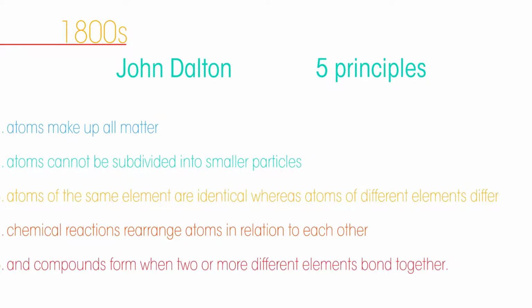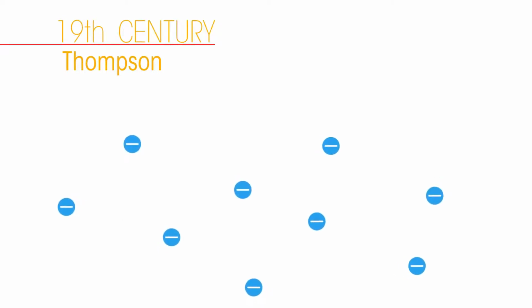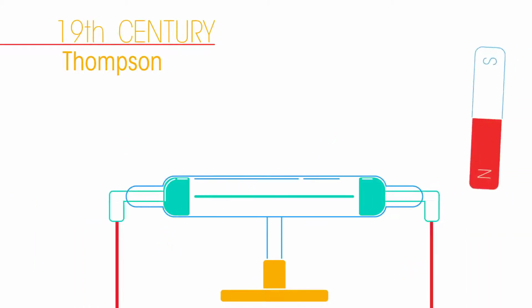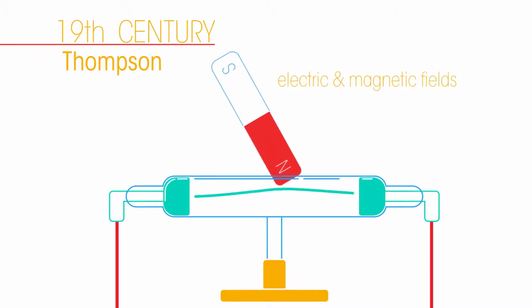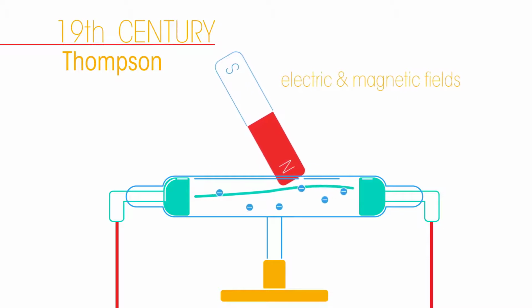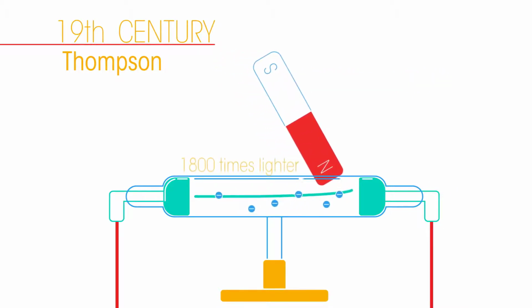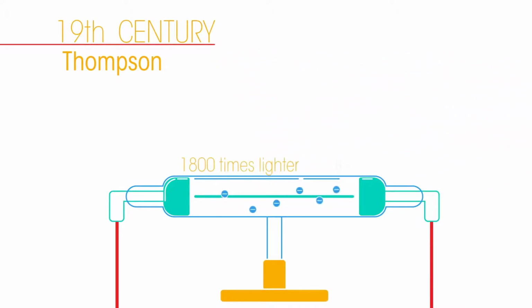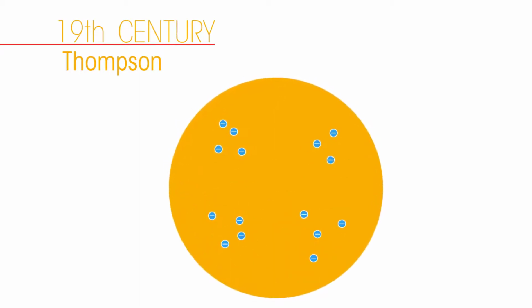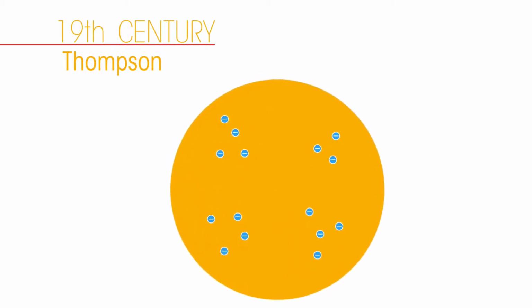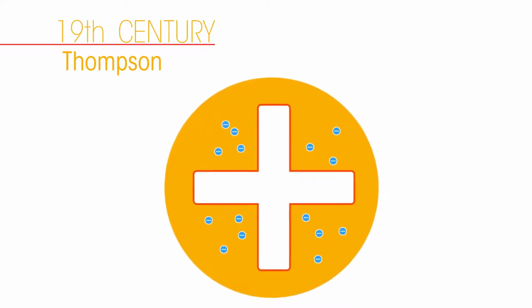In the late 19th century, a man called Thomson expanded on Dalton's idea. He discovered the existence of electrons when making cathode ray beams interact with electric and magnetic fields. He determined that the cathode rays consisted of a beam of negatively charged particles that were 1800 times lighter than the lightest known atom, hydrogen. His discovery showed that atoms are made up of even smaller particles. He proposed the plum pudding model of the atom, whereby the atom is a positively charged sphere within which electrons swim.